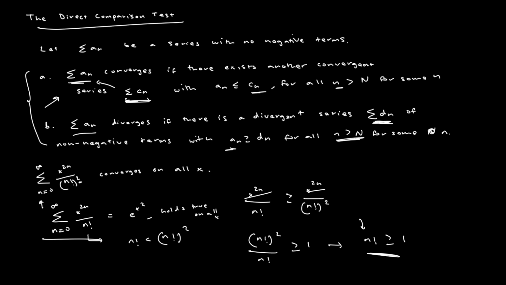And because this Taylor series equality holds true on all x, we can now use the direct comparison test to say that since this is an upper bound to the original series, the original series also converges on all x using the direct comparison test. So hopefully that application of the direct comparison test made sense.